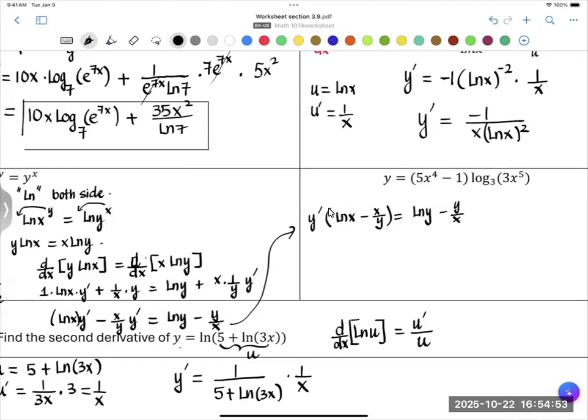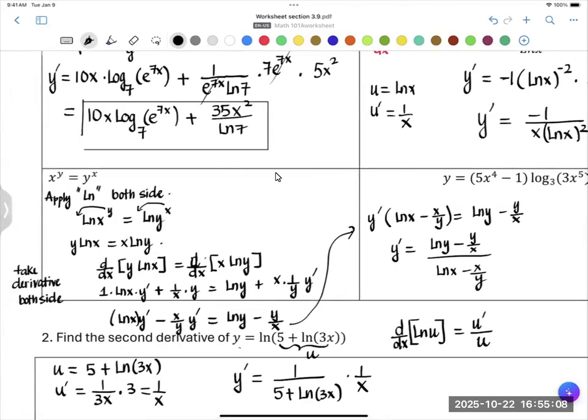And then we divide both sides by this. We have y prime equal ln y minus y over x, over ln x minus x over y. So that's going to be the derivative for this problem. Okay, so again, when the variable is in the exponent, the first thing you have to think of is to bring down the exponent by applying ln.